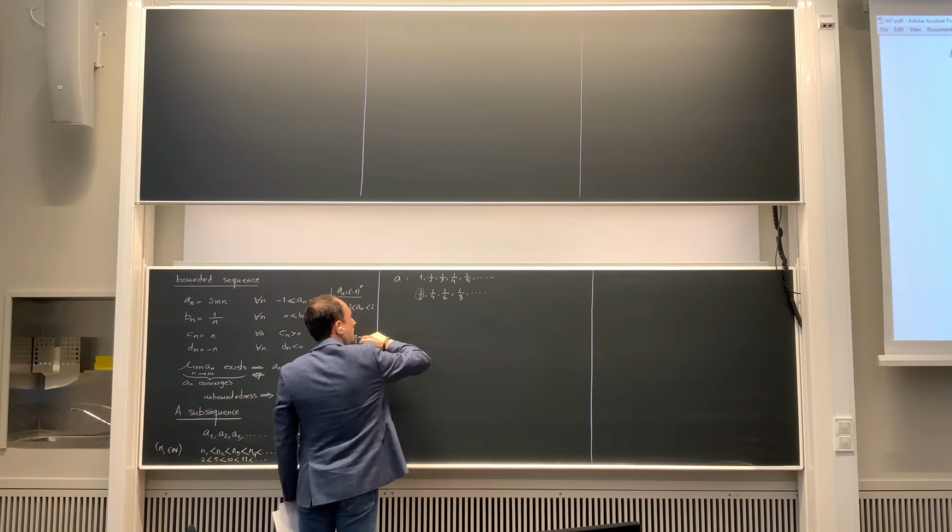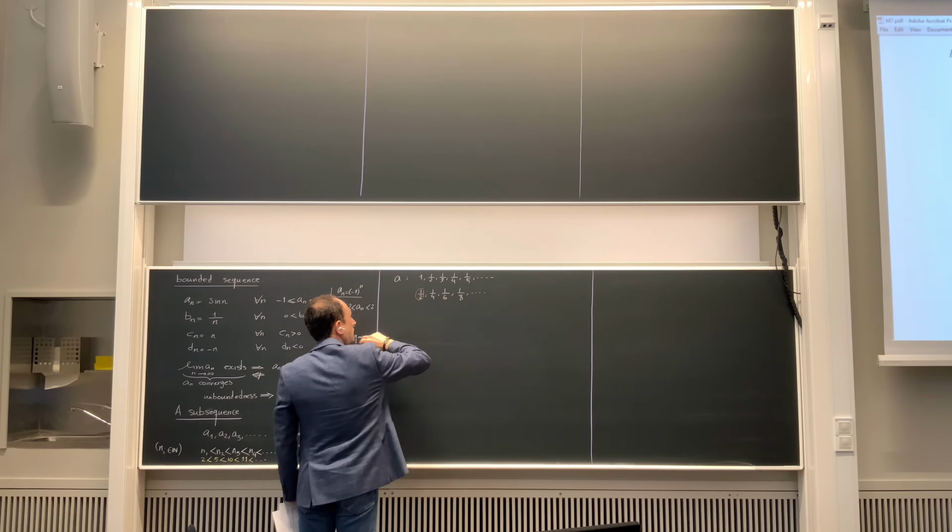Okay, for example, I can write a subsequence like this: 1, 1 over 3, 1 over 5, 1 over 7, and so on. The terms you see here come from my original sequence, and the term numbers are in ascending order. Why? Because this is the first term, this is the third term, this is the fifth term, and these are in ascending order. So that's also a subsequence of my original sequence.